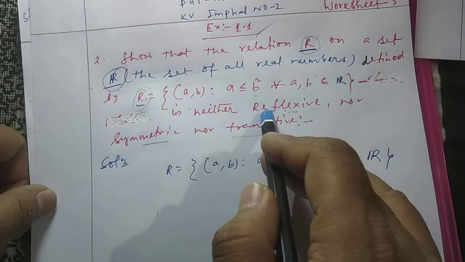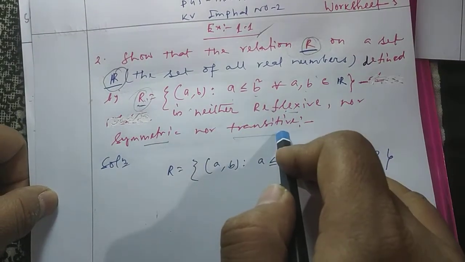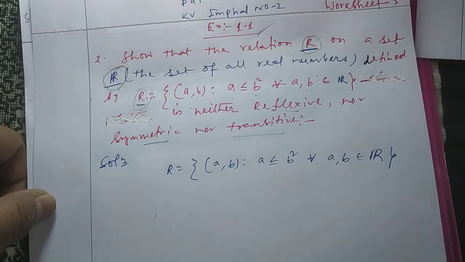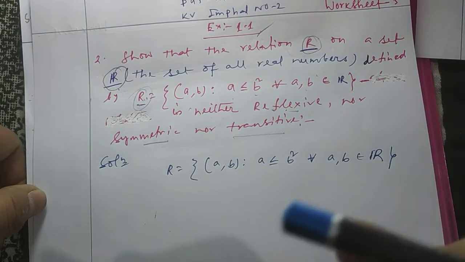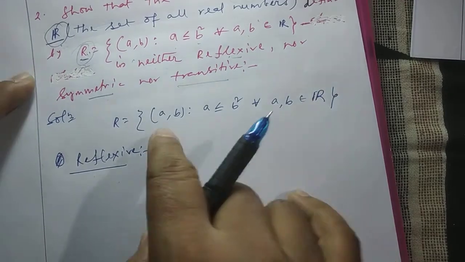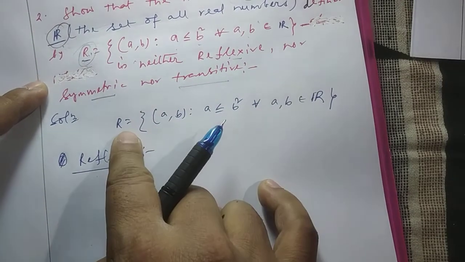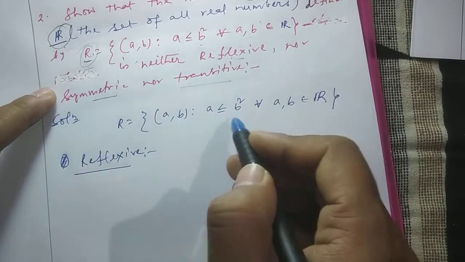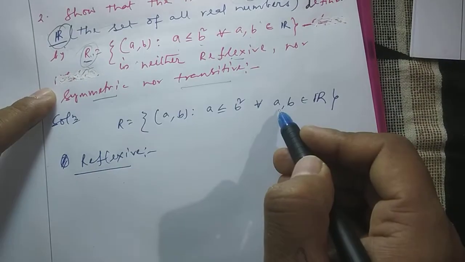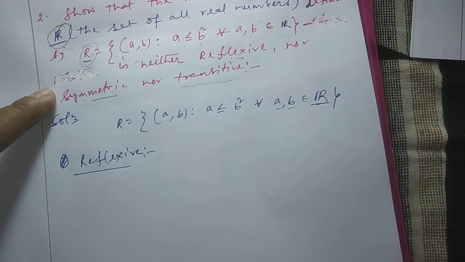Now, let us verify reflexive, symmetric and transitive by taking particular examples. How to take the examples and what examples do we have to take? Now, let us see one by one. First, let us understand how the relation R is defined. R equals {(a, b) such that a ≤ b²}, for all a, b coming from the real number set.